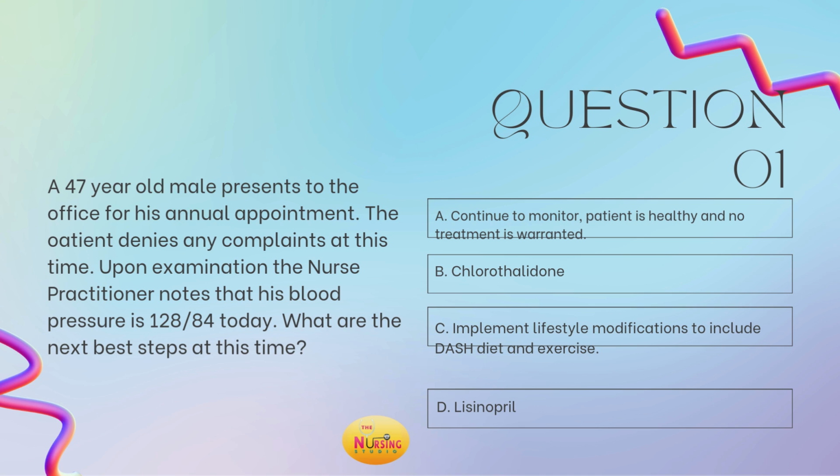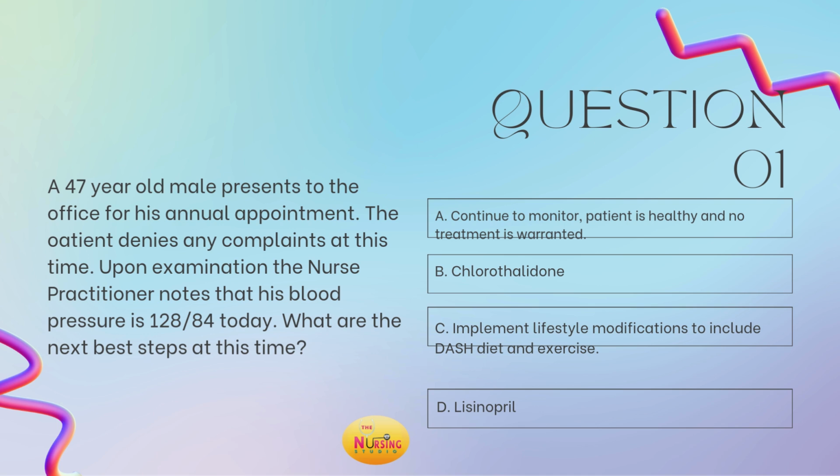Okay. Then we need to take it back from the top. I always tell y'all to look at their age, their gender, their ethnicity, because that can play a huge part in the diagnosis process, how to treat, when to treat, and what to treat with, right? So, a 47-year-old male presents to the office for his annual appointment. So, it's a male, he's 47. The patient denies any complaints at this time. So, okay, everything is good. On exam, the nurse practitioner notes that his blood pressure is 128 over 84. Okay, so you're probably thinking, not too terrible.